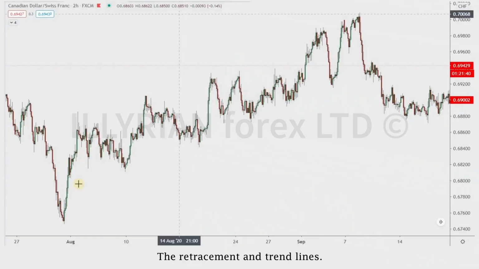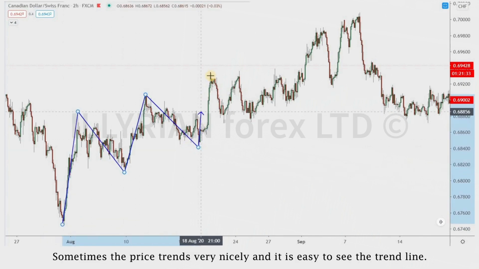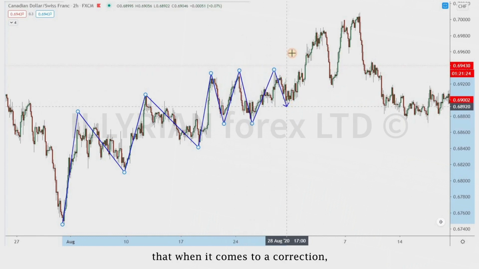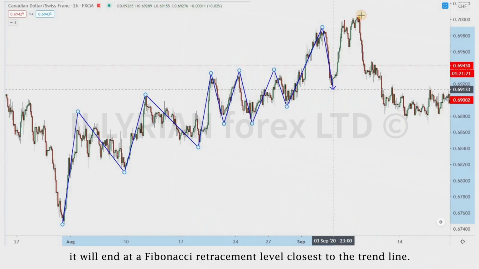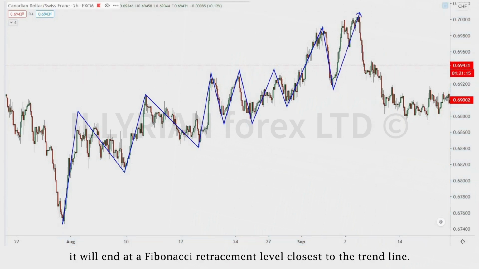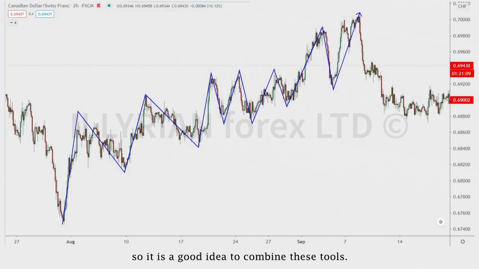The retracement and trend lines. Sometimes the price trends very nicely, and it is easy to see the trend line. In such a case, there is a strong chance that when it comes to a correction, it will end at a Fibonacci retracement level closest to the trend line. Fibonacci works great on the trending markets, so it is a good idea to combine these tools.